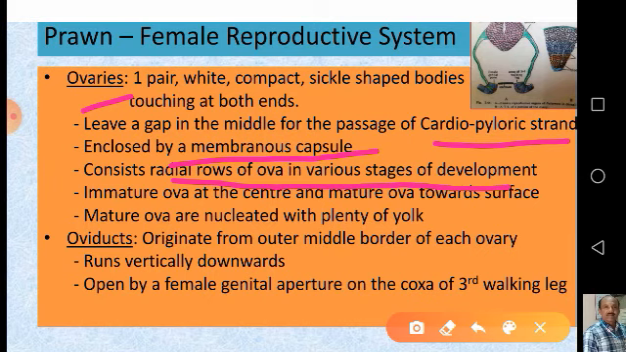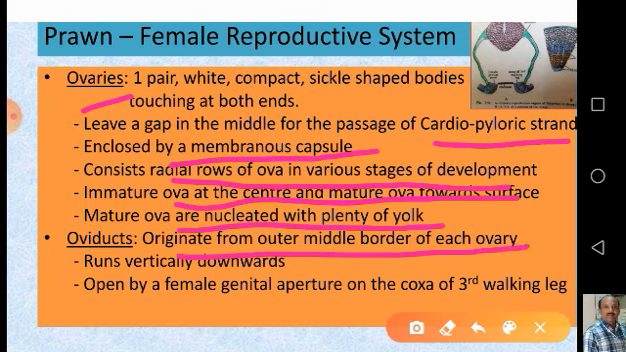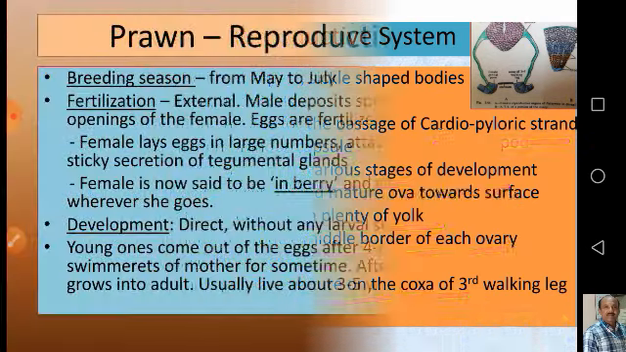And now in this figure beside, you can see the cut portion of each ovary, with immature ova at the center and mature ova on the surface. Then mature ova are nucleated with plenty of yolk. Then the oviducts originate from the outer middle border of each ovary, as we have seen just now. They run ventrally downwards. They open by a female genital aperture on the coxa of the third walking leg.